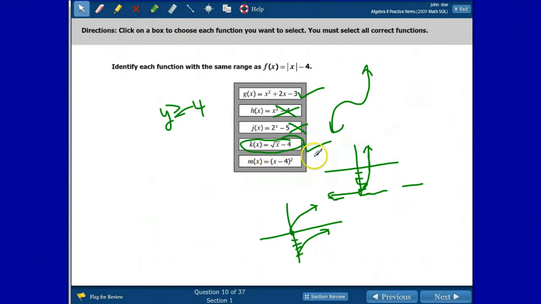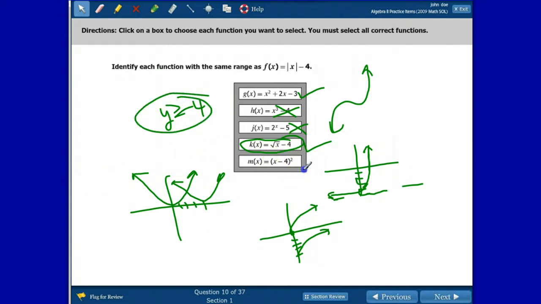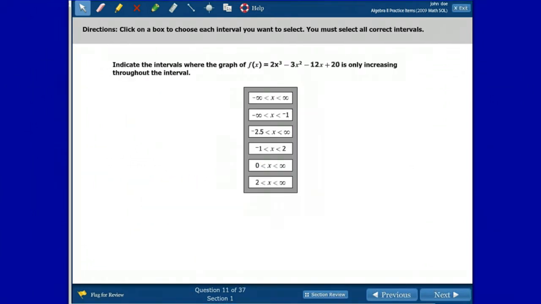And then this one, again, if you know your parent graphs, and I haven't put any of these in the calculator, there's my x squared graph. X minus 4 moves the graph to the right, 1, 2, 3, 4. So your y is still 0. So it's definitely not falling into this at all either. So this is out. So your correct answers are the first one and the fourth one. You have to get both of them. If you miss one of them, you miss the entire question. There's no partial credit. So let's go on to the next one.